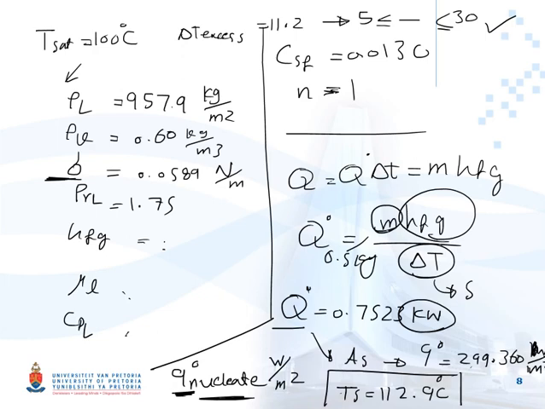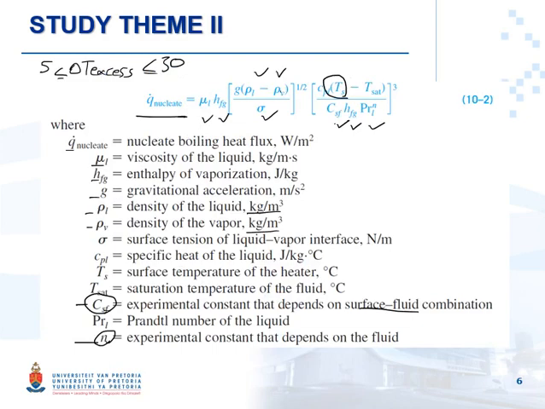And there is a semi-empirical correlation in your textbook. You don't have to remember it by heart. You just open your textbook, write it down, and you see that all the information needed has to be found from the table, so you go and read from the table, you put it in, and you find the Q dot nucleate.